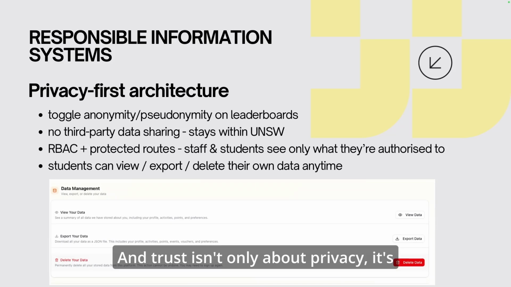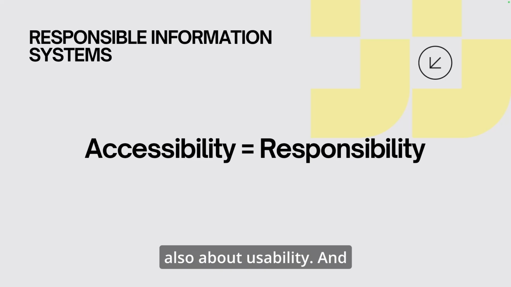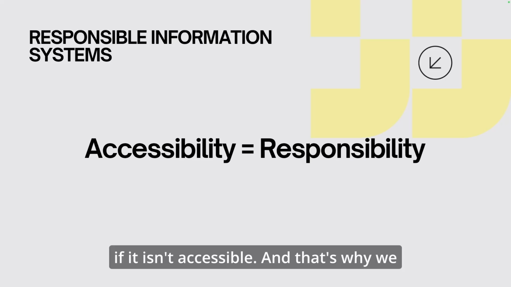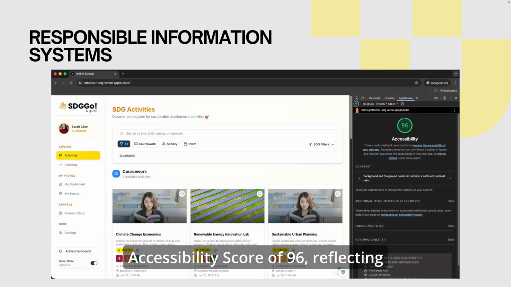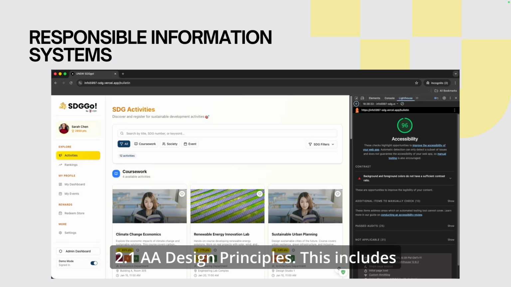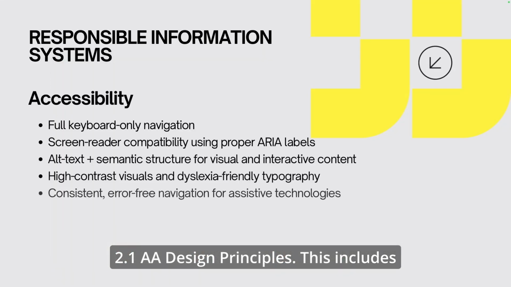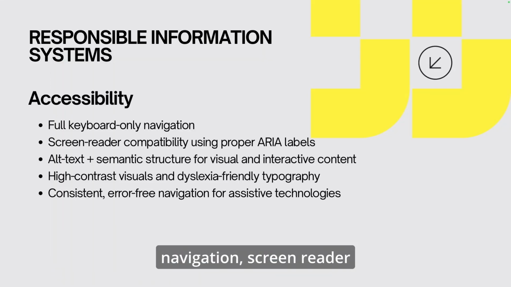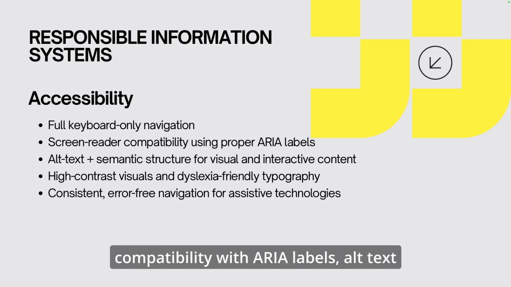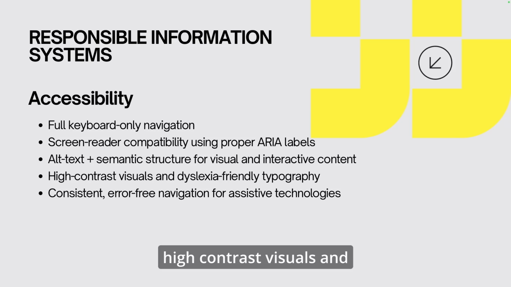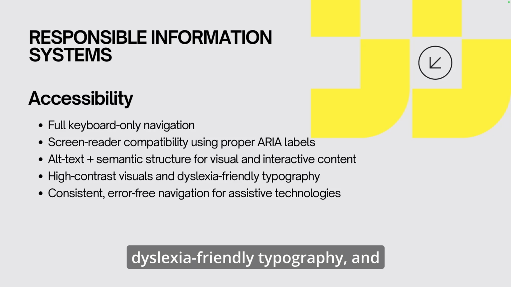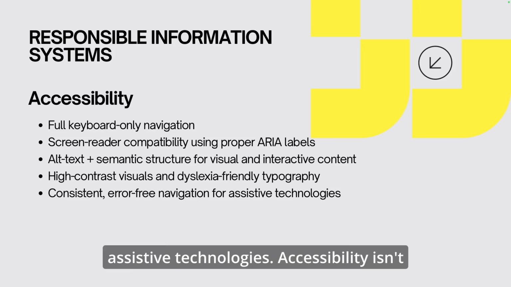And trust isn't only about privacy, it's also about usability. A system isn't responsible if it isn't accessible. And that's why we prioritize accessibility from day one. SDGGo currently holds a Lighthouse accessibility score of 96, reflecting compliance with WCAG 2.1 AA design principles. This includes full keyboard-only navigation, screen reader compatibility with ARIA labels, alt text and semantic structure for all content, high contrast visuals and dyslexia-friendly typography, and error-free navigation for assistive technologies.